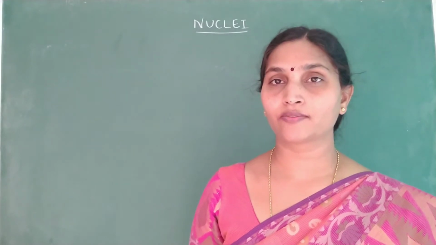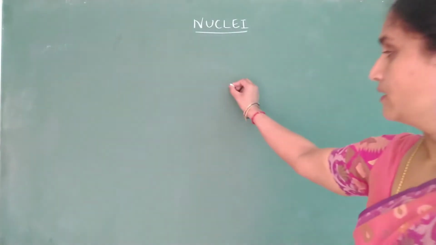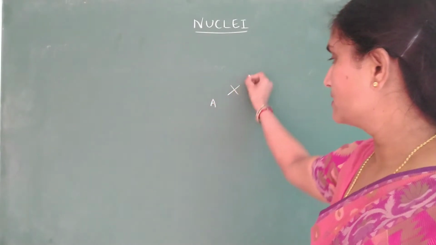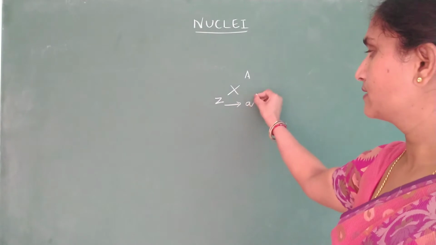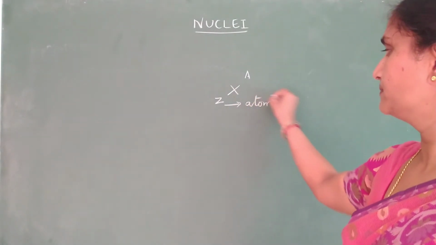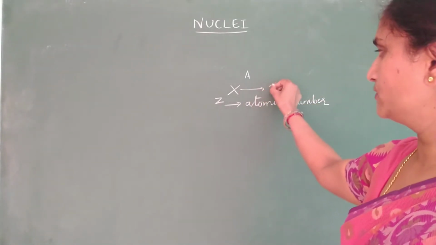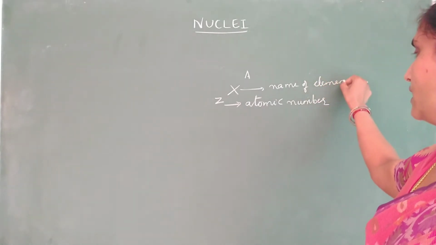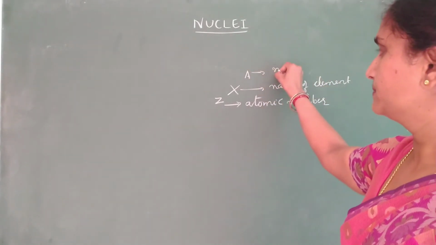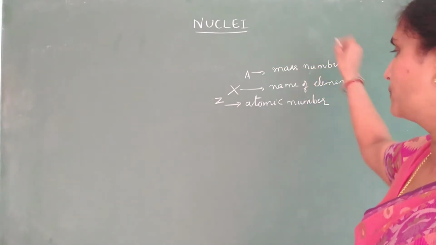Before beginning with the properties of nucleus, all of you know the general representation of an element in the periodic table. The name of the element is X. Here A and Z: Z represents atomic number, X is the name of the element, and A is called the mass number. Hope you have already studied this. This is a general representation.